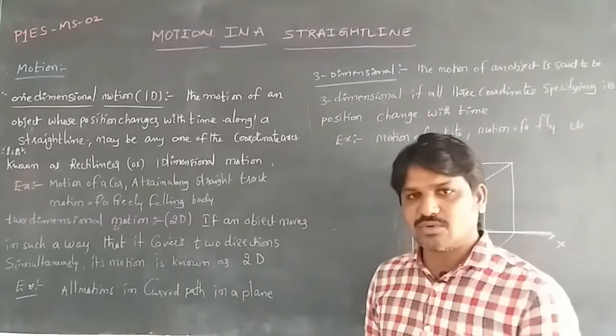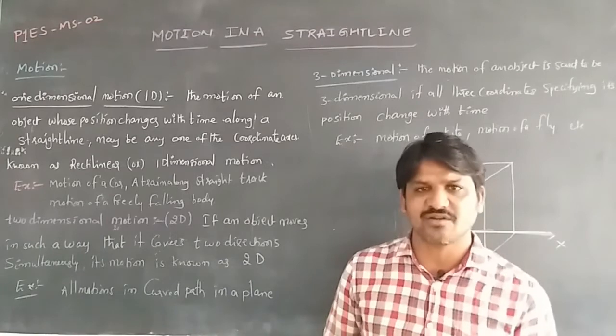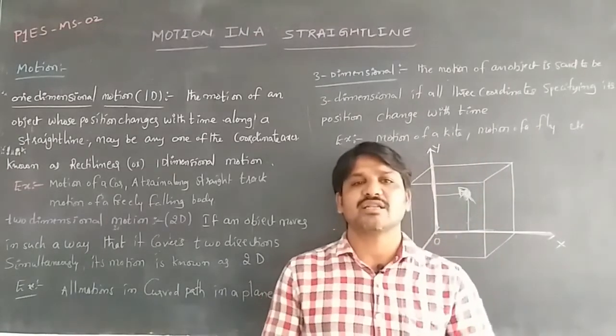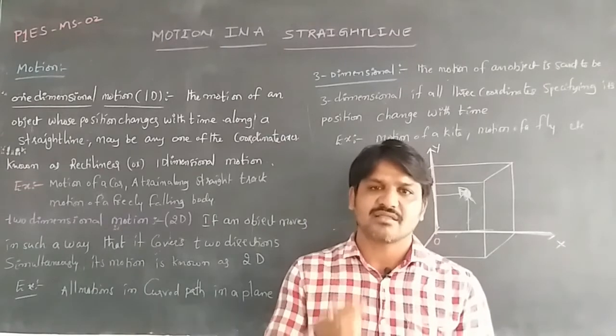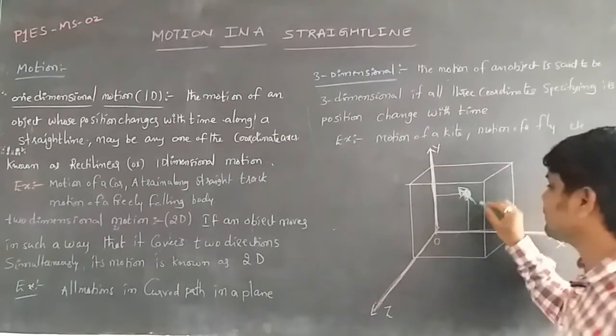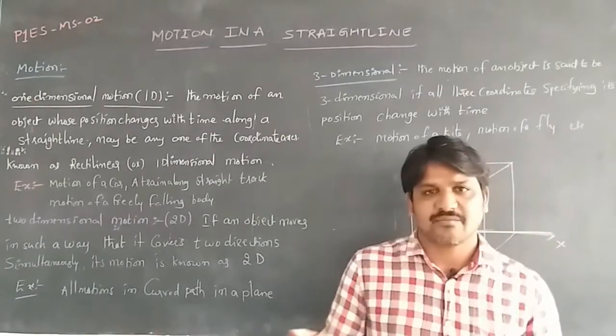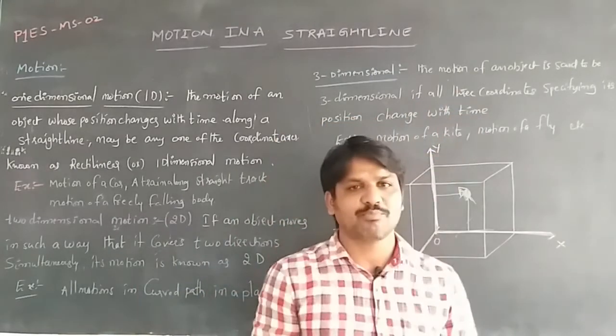The third one is three-dimensional motion. If the position of an object, such as a flying kite in the air, can be specified by three coordinate axes, then it is said to be three-dimensional motion. The same applies to a fly moving in the room.